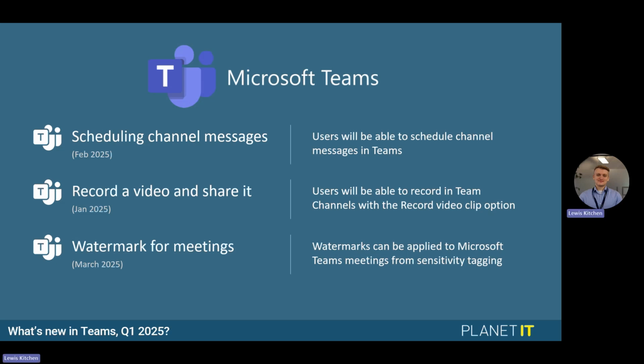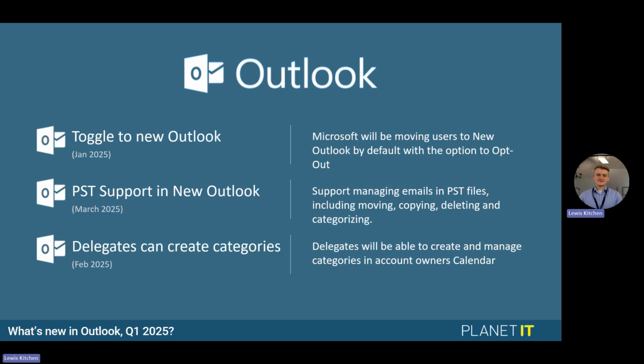Next up, we have Outlook. The biggest one here is the toggle for new Outlook. Hopefully everyone is already on the new Outlook version. Microsoft is forcing it, but they have now switched around how the new toggle works. Previously, you could switch to new Outlook whenever, and then switch back. Now, from January 2025, you have to toggle this off. So by default, new Outlook will be on.